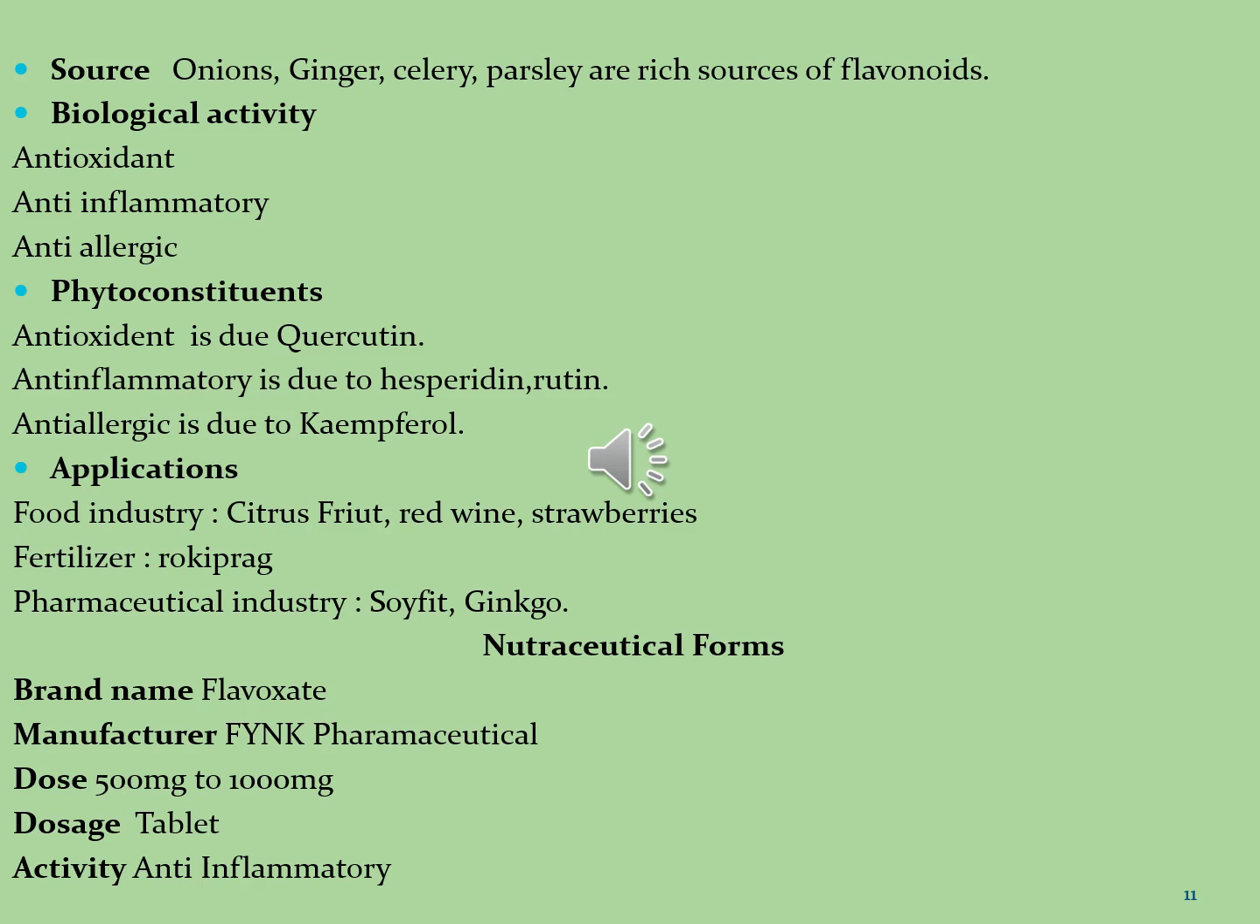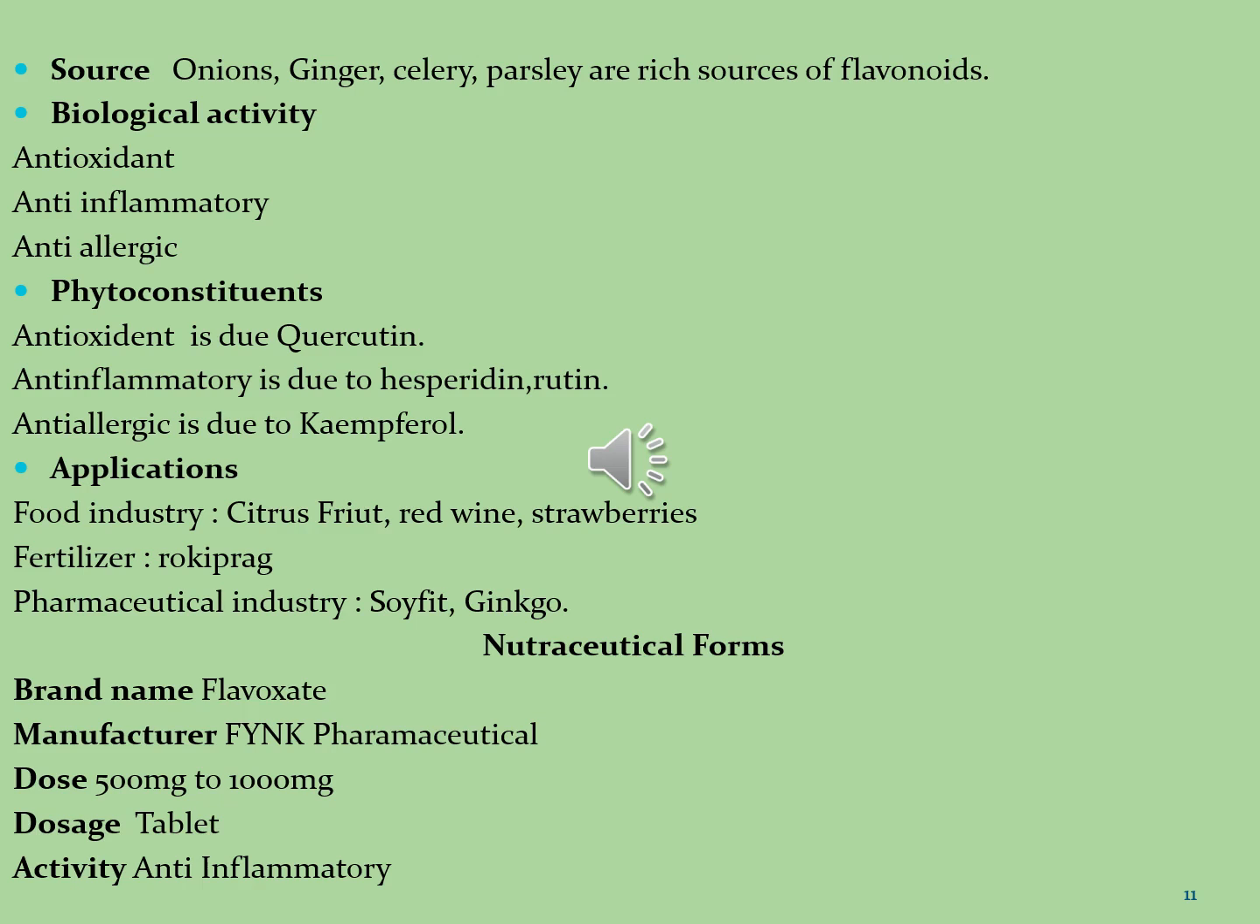Flavonoids are used in the food industry, in fertilizers, as well as in pharmaceutical industries. You can see over here citrus fruit, red wine, and strawberries are used in food industries, and rocky prague is used as fertilizer, and ginkgo biloba is a major and very common nutraceutical product which is used in the pharmaceutical sector. Now we can see over here some important pharmaceutical products and brands that have been launched in the market, in which different flavonoid molecules are used as phytoconstituents.